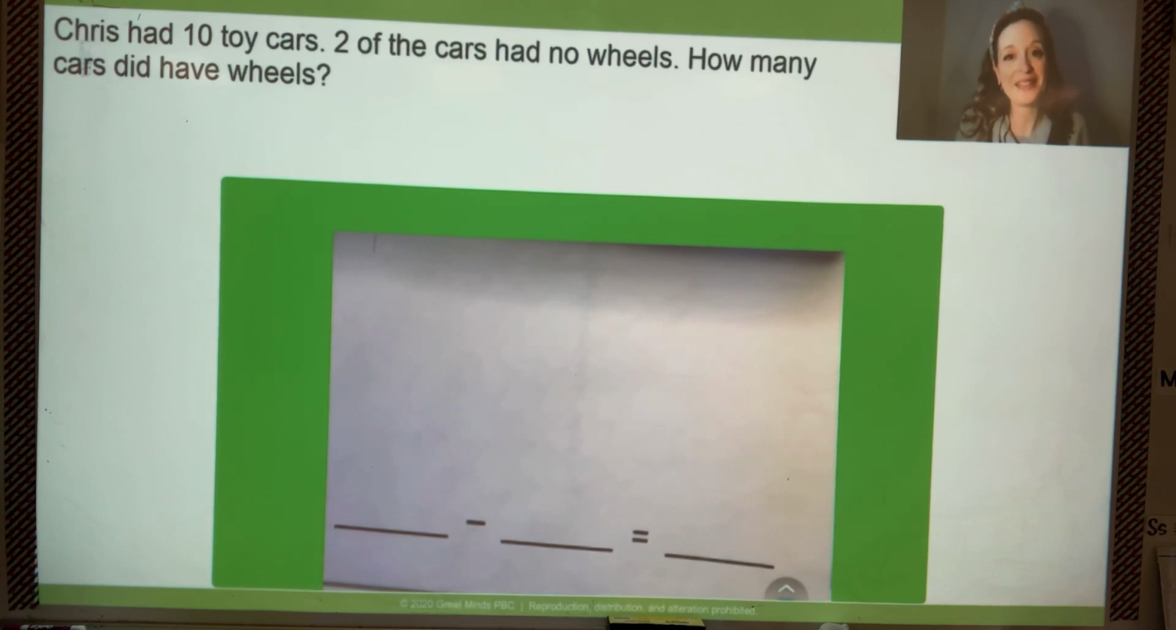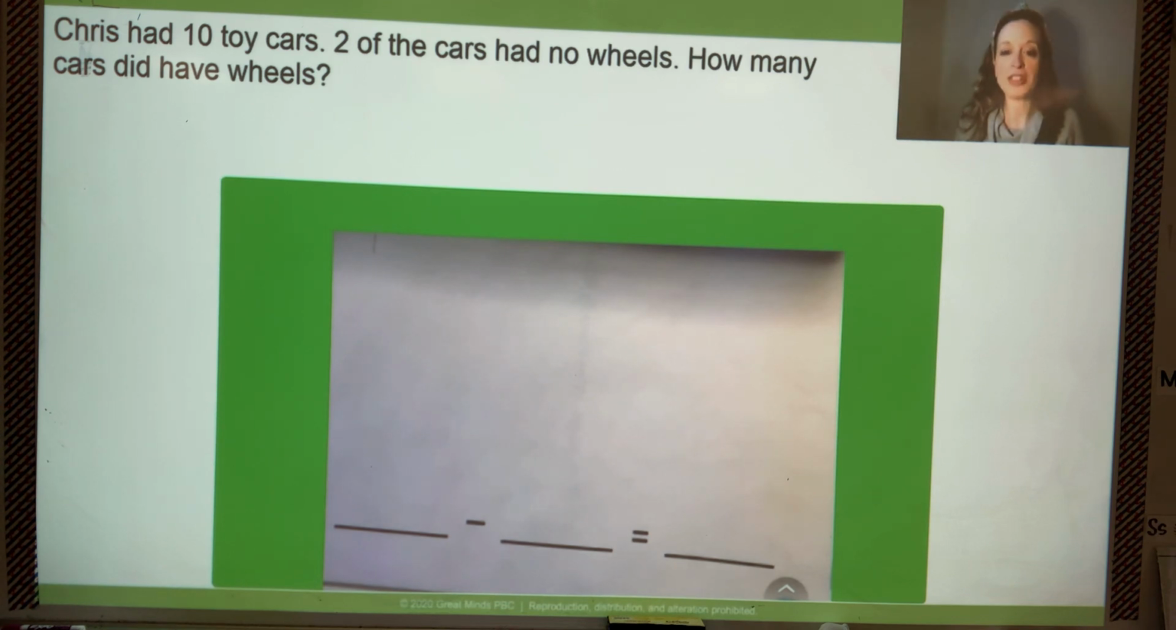If you can, read the story with me. Ready? Go. Chris had 10 toy cars. 2 of the cars had no wheels. How many cars did have wheels?